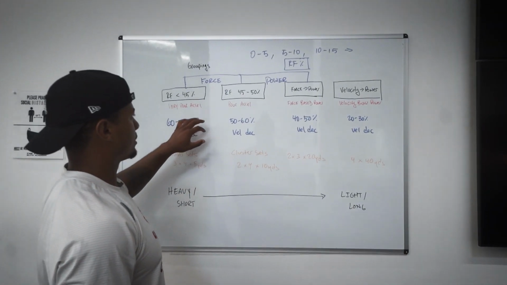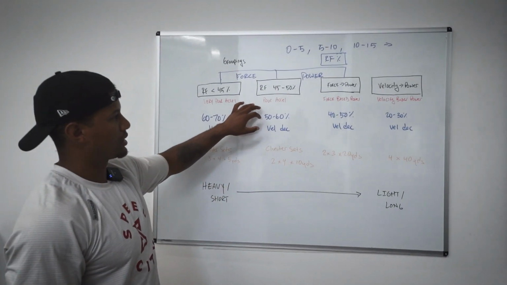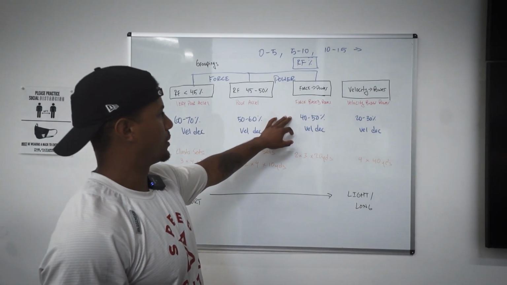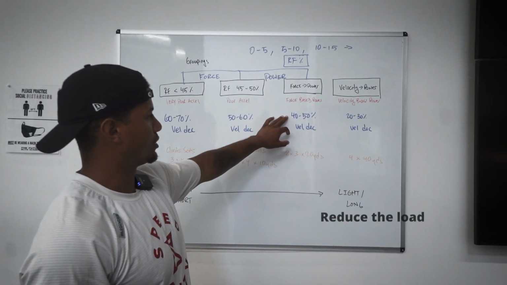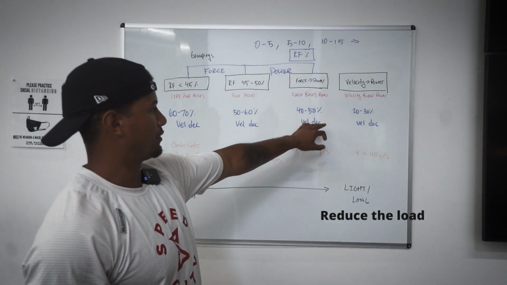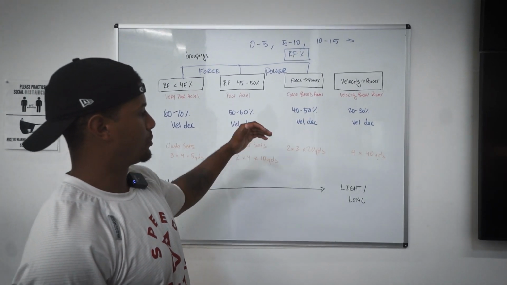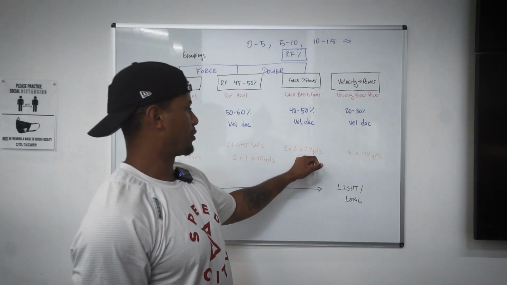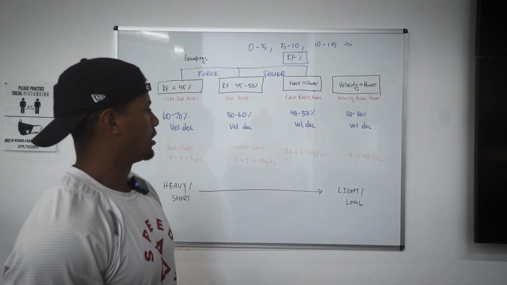So we know that the ratio of force is above 50%, but their force side of the equation needs some work, right? So what we're gonna do is reduce the load. So we're gonna go 40 to 50% velocity decrement so they can hit a decently high velocity. We're gonna push it out to 20 yards and we're gonna do two sets of 3 on there.